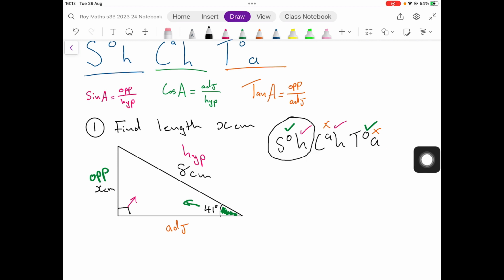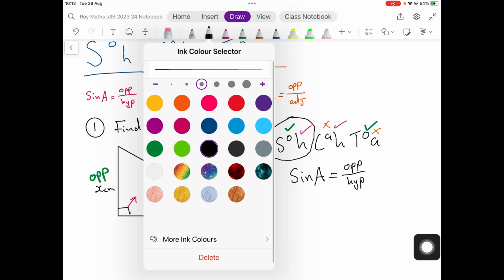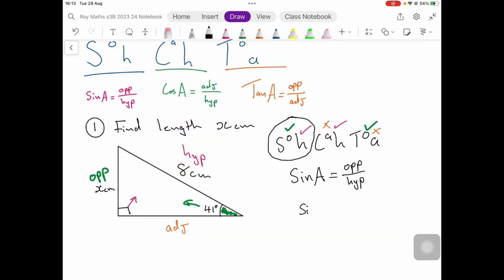Once we've established that, we write down sine, capital A for angle, equals opposite over hypotenuse. After choosing the correct ratio or formula if you like, we now want to substitute in the correct values for this triangle. So we're going to copy out this line again below, sine, but I'm not going to write capital A for angle, equals, and I'll write my fraction, but I've left the top and bottom blank.